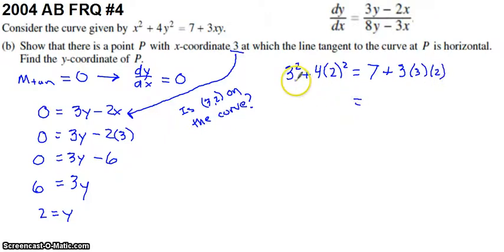And if we simplify, this is a 9. If we follow the order of operations here, we're squaring first and getting 4. 4 times 4 is 16, so we're looking at 9 plus 16. So I guess we get 25 to the left of the equal sign. And then on the other side, let's see, we have 3 times 3, which is 9, times 2, which is 18. And if you do 7 plus 18, you do get 25. So since this equation is true, we have confirmed that the point 3, 2 is on the curve, and that at that ordered pair, our derivative is going to be equal to 0.